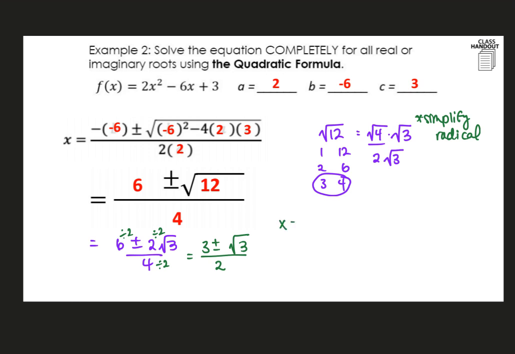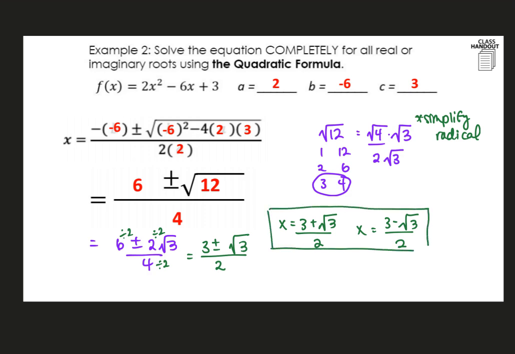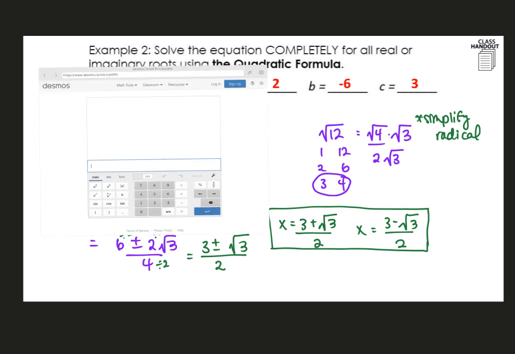I have my two answers: x equals 3 plus the square root of 3 over 2, and then x equals 3 minus the square root of 3 over 2. So these are my exact answers. And what we're going to do is put those in our calculator to get my approximate answers. So as we can see, when we put these in our calculator, we end up with x equals about 2.37, and my other solution is x is about 0.63.